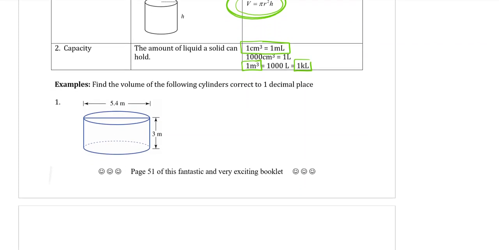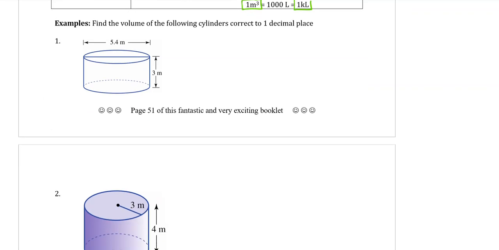Okay, so find the volume of the following cylinders correct to one decimal place. One thing to look out for is to make sure that you always have a radius. In this first question, is that 5.4, is that a radius? No. So I need to work out from the centre to the edge, how long is that part? How would you find it? Yes, divide it by 2 and get 2.7 metres would be the radius.